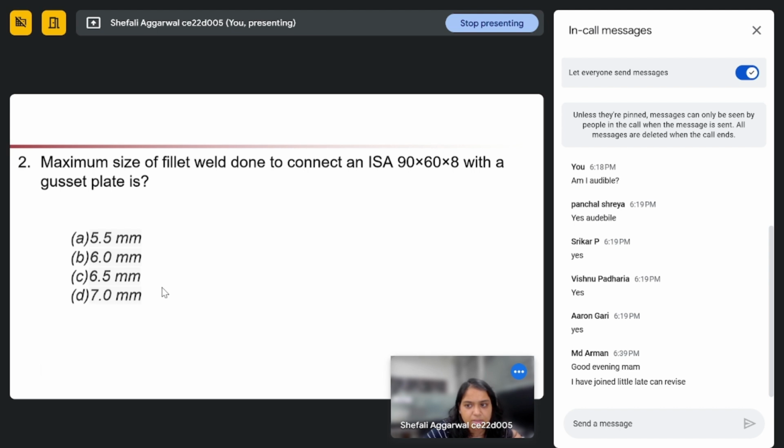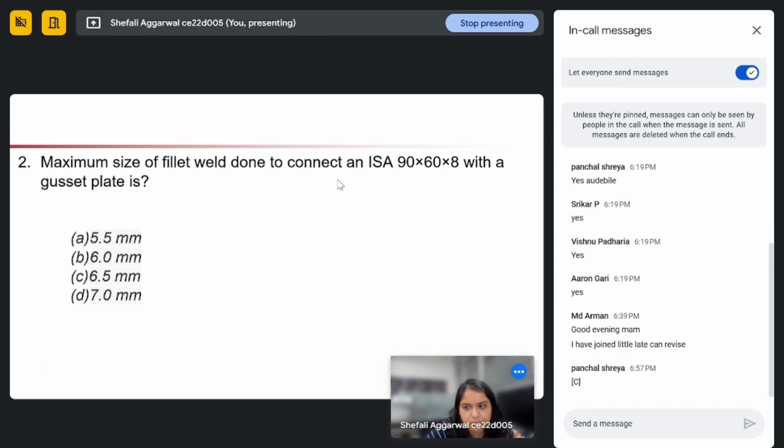These are in the sir's lecture also. You might have done one example in his class. There you might have found the maximum size of fillet weld. You can see from there also. Is 6.5 mm.